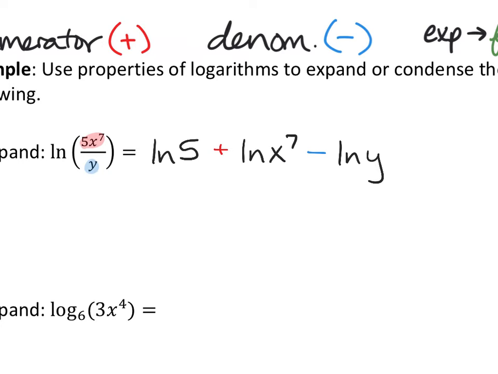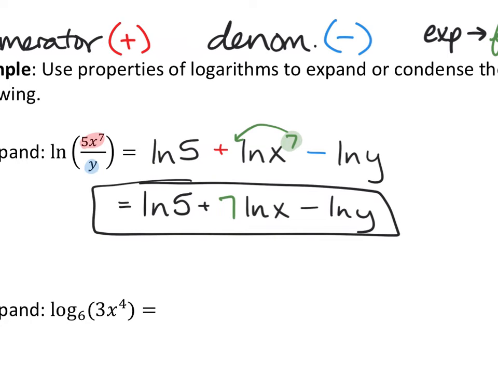Now there's one more thing I can do to clean this up. Can anybody think of what I can do to expand this a little further? Hint, it has something to do with this. Bring the 7 to the front. Yeah, the very last thing we're going to do when we're expanding is move all of the exponents to the front. So my actual answer here should be natural log of 5 plus 7 natural log of x minus natural log of y.